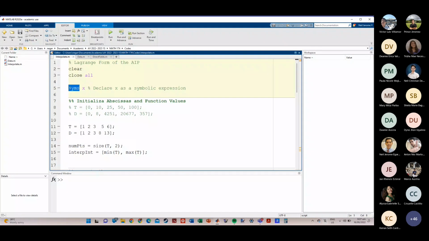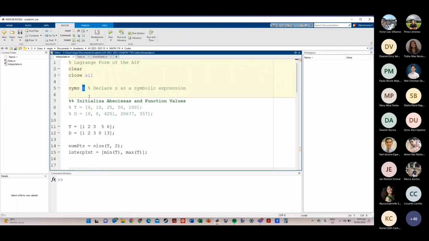Now the syms command will simply tell MATLAB yung mga variables after it ay treated to be symbolic variables. Alright? Hindi siya data holder. Hindi lamang siya label para sa isang variable. So ibig sabihin si x, hindi yan maglalaman ng isang number or isang string ng text. Si x dapat ay symbolic variable. Right? It will be our variable for our interpolating polynomial. So lahat lamang ng x ititreat ni MATLAB to be symbolic variable. Right? Hindi niya papakialaman yan.